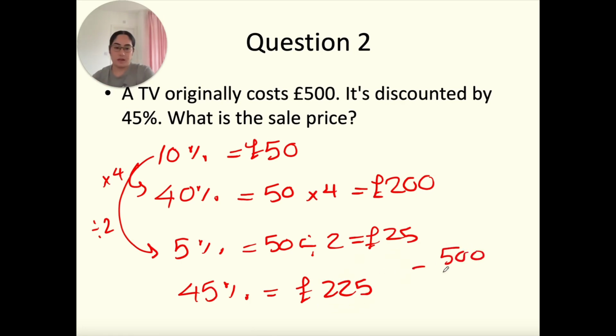To find a discounted price, we're going to do 500 minus 225. We cannot subtract 5 from 0. We're going to borrow 1 from the 4. That becomes 10. Then we're going to borrow 1 from the 10. That becomes 9. So 10 minus 5 is 5.